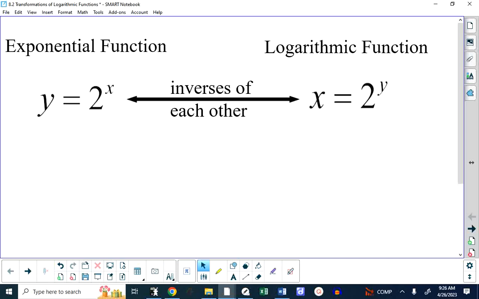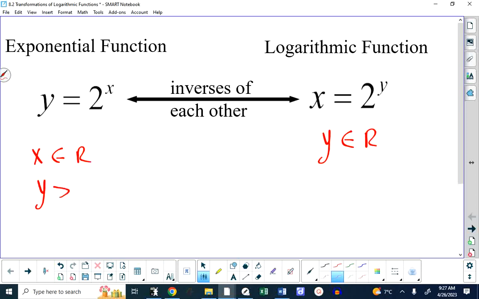If you know the domain and range of y equals 2 to the x, then you can figure out the domain and range of x equals 2 to the y. For example, and I'll write this down this time. If you know that for this function x is any real number, then you know that for this function y is any real number, because you're switching x and y, so the properties of x and the properties of y switch. If you know that for this exponential function, the range is y is greater than 0, then that tells you that the domain of this will be x is greater than 0. So that's where we started off.